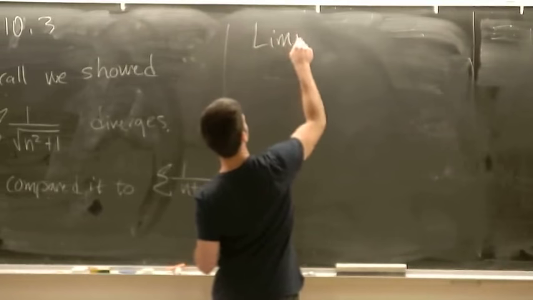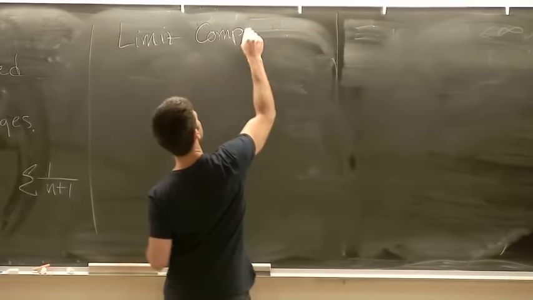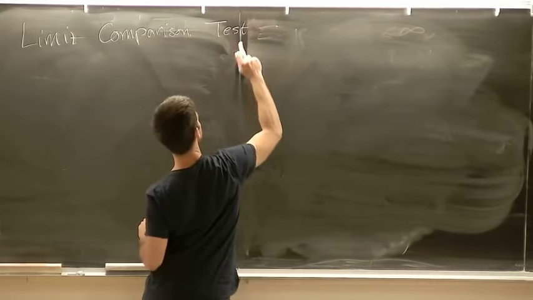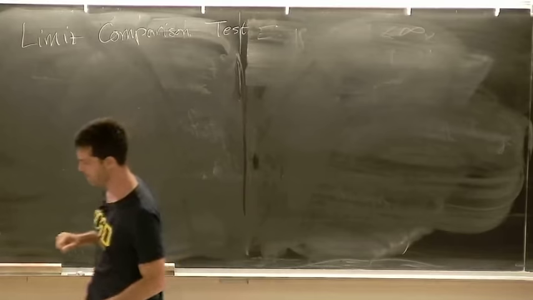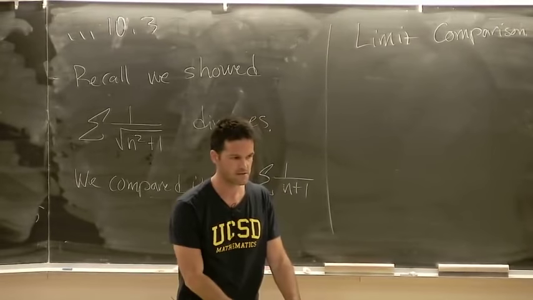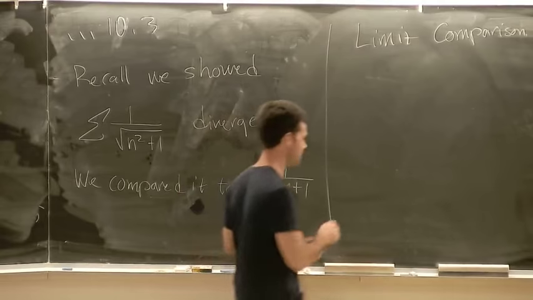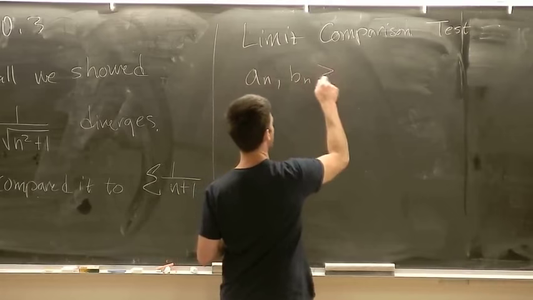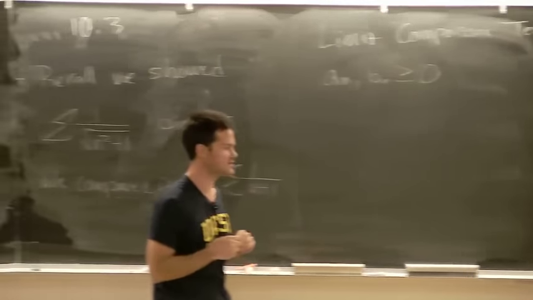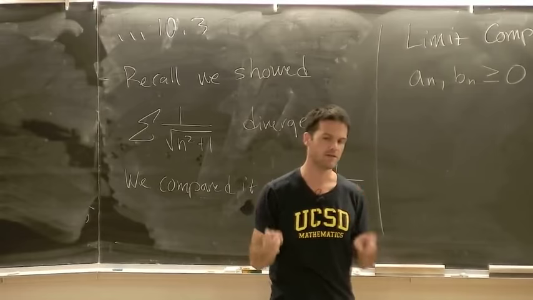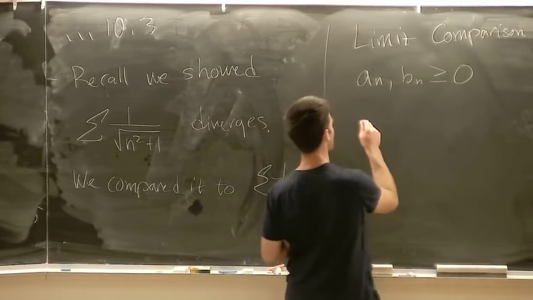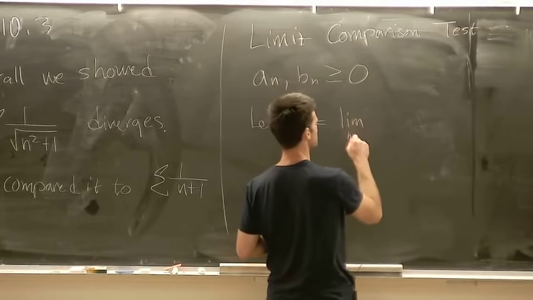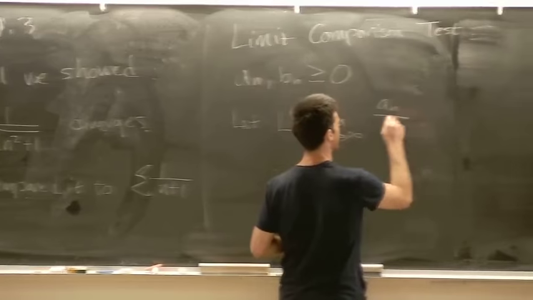And it is called the limit comparison test. So, all right, let's say we have two series of positive terms. AN and BN are both positive. And what we do is we take the limit of their ratio. So let L be the limit of AN over BN.